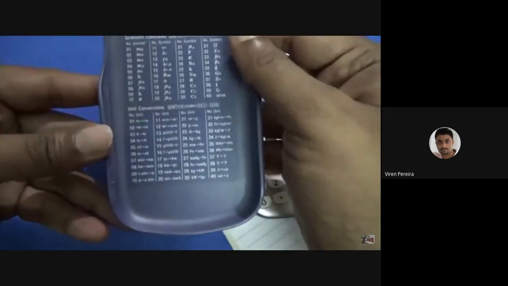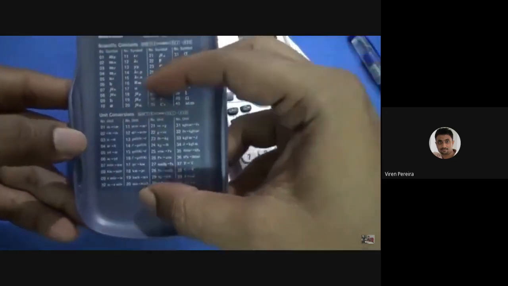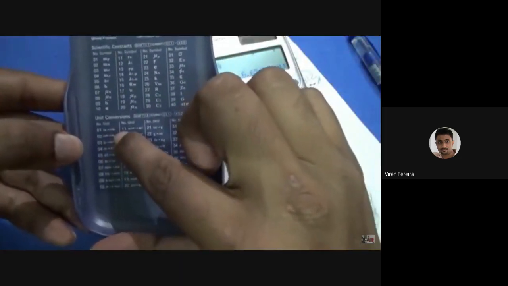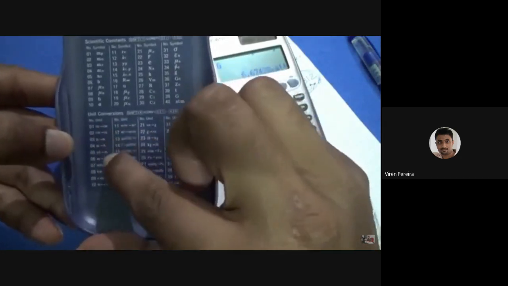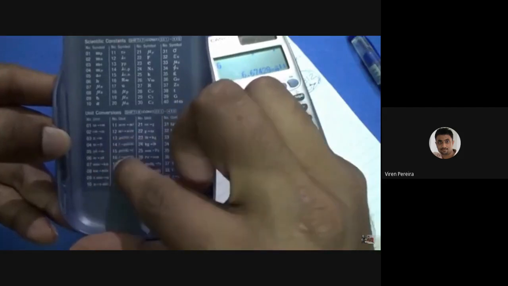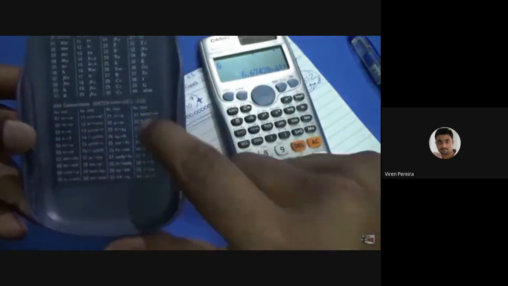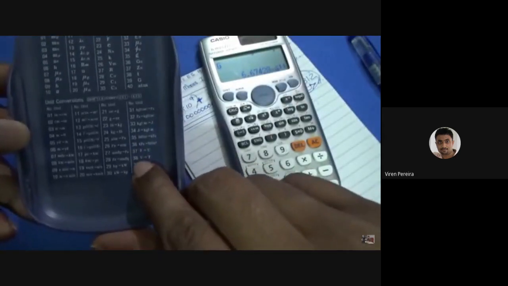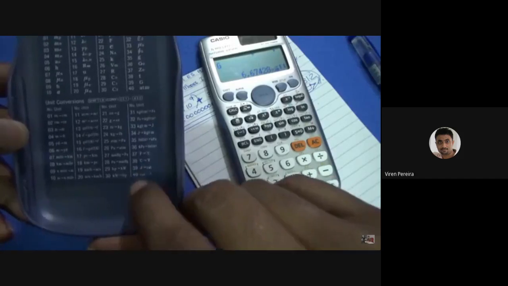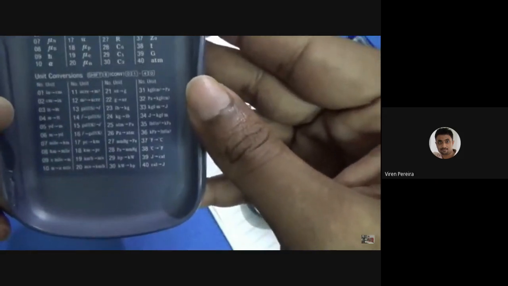Another important function is your unit conversions. That means you can convert from inches to centimeters, from centimeters to inches, from feet to meters, from meters to feet, from yards to meters, from meters to yards, and so on. You can do all these conversions here, even your Fahrenheit to degree Celsius, and degree Celsius to degree Fahrenheit. So this also becomes a very crucial factor for conversions.